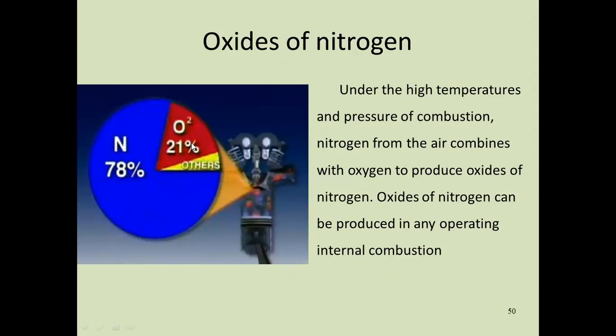Generally, in air, nitrogen is 78% and oxygen is 21%. If the engine is operating at high temperature and high pressure, combustion happens in the internal combustion engine, and the nitrogen from the air combines with oxygen to produce oxides of nitrogen. Since the engine is operating at high temperature, the nitrogen mixes with the oxygen, and the oxides of nitrogen increase. So oxides of nitrogen can be produced in any operating internal combustion engine.